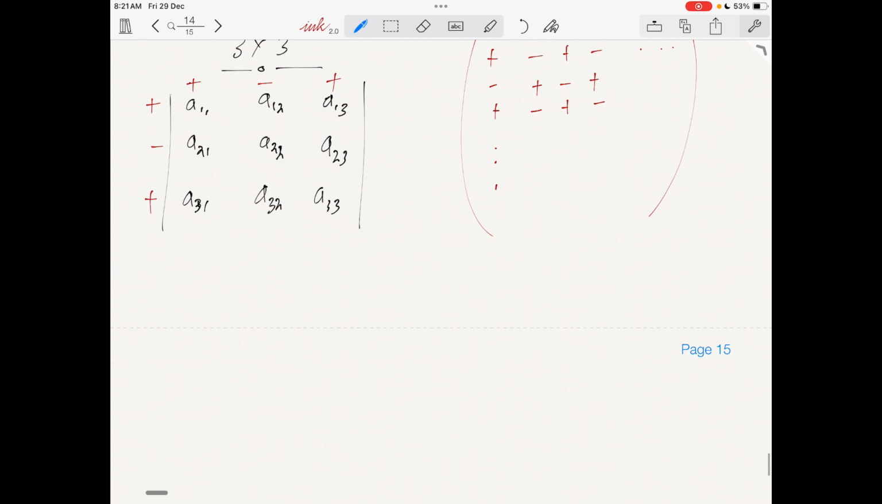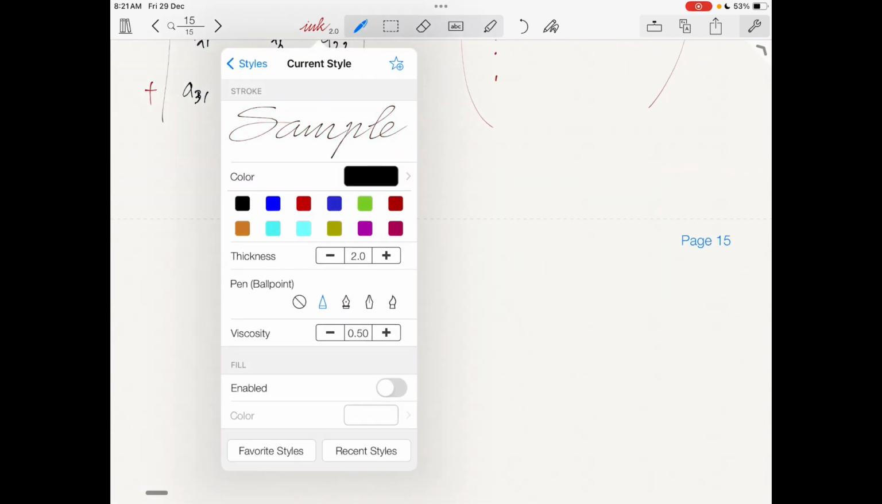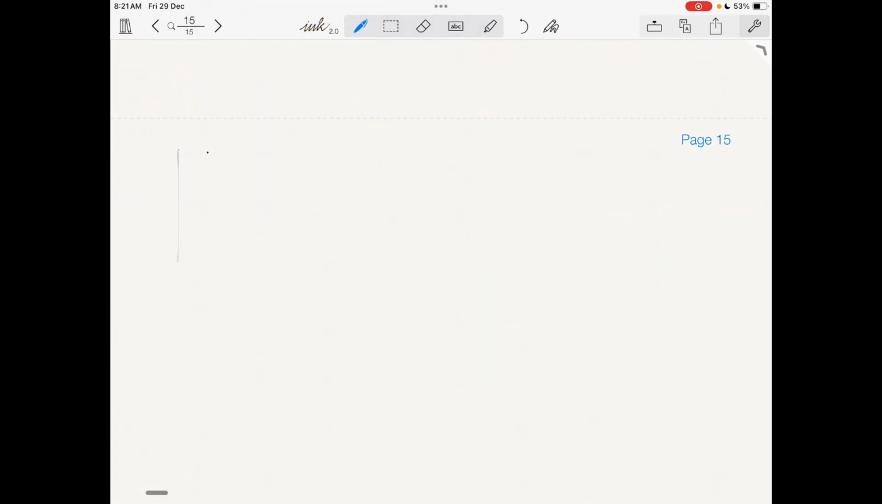Now we'll be considering using A11, A12, and A13 as the determining values of how we will divide the cofactors. So let's draw it again: A11, A12, A13, A21, A22, A23, A31, A32, and A33.